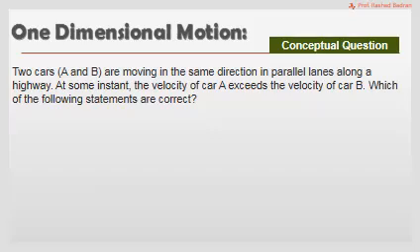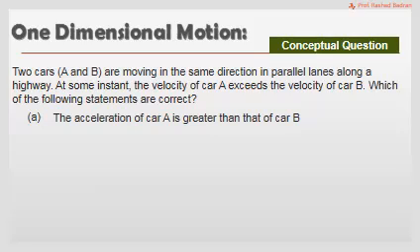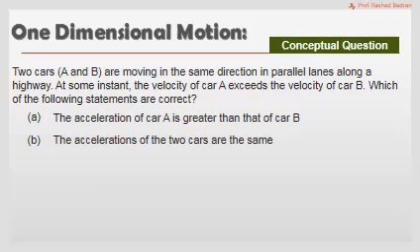Two cars are on a race, A and B, in parallel lanes. At some instant of time, the velocity of car A exceeds that of B. Which of the following statements are correct? The acceleration of A is greater than that of B. The acceleration of the two cars is the same.